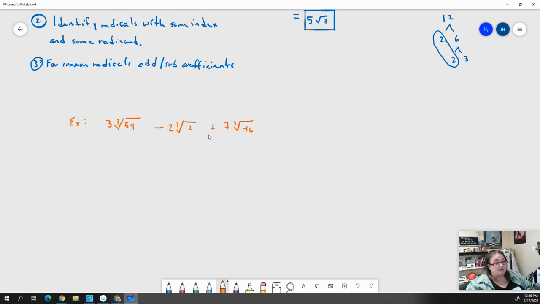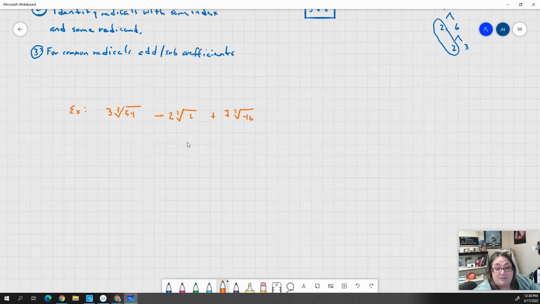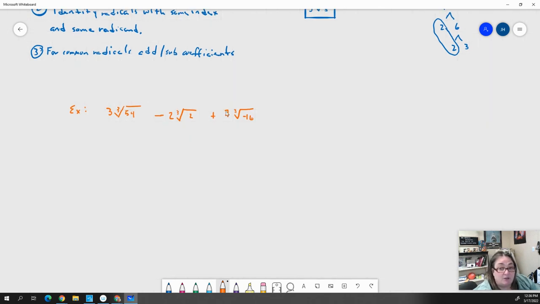3 pieces, but they're all going to each break down the same way. Notice that they are all cube roots. If they weren't cube roots, we could not combine them, right? Because I can't combine a square with a cube. But as long as this index right here is 3, 3, and 3, we're good to go. Now, we have to have a common radicand underneath here, right? So we're going to look at each number and we're going to break them down as simply as we can.